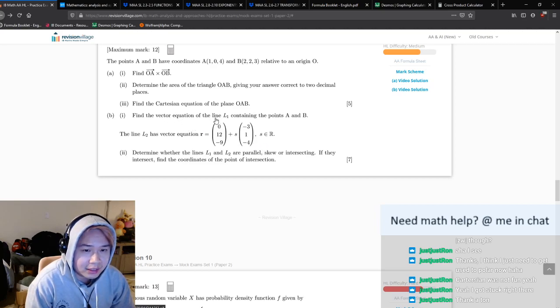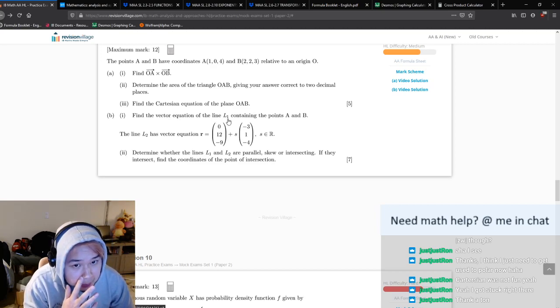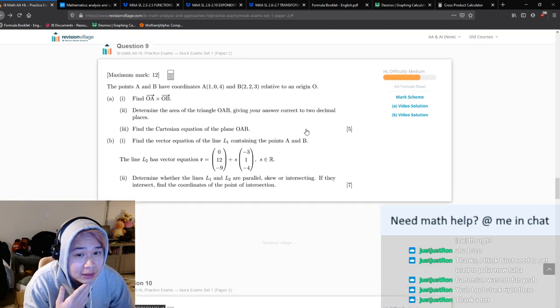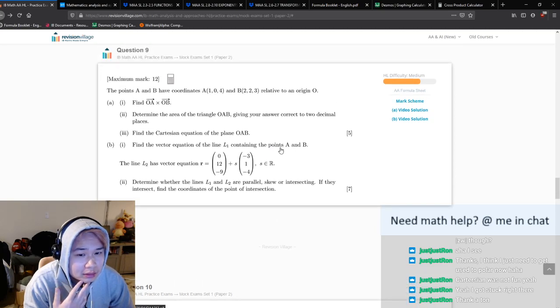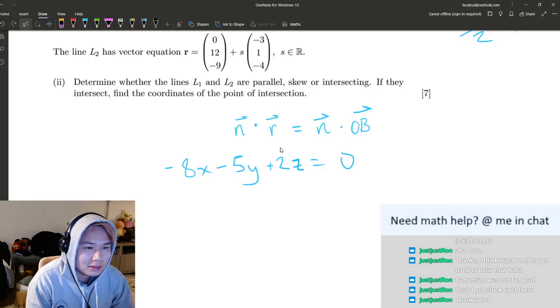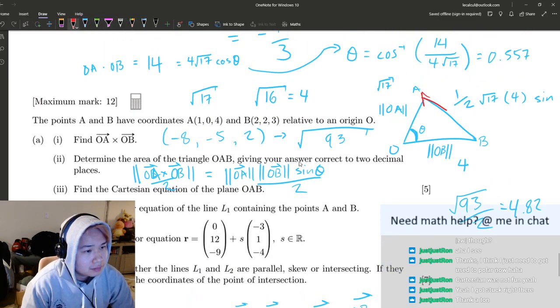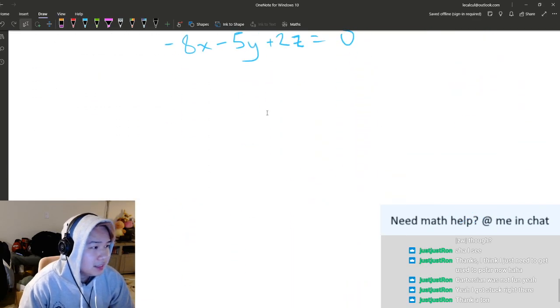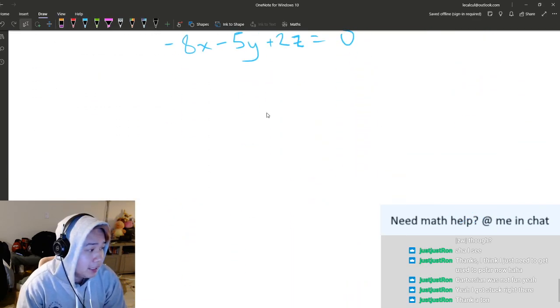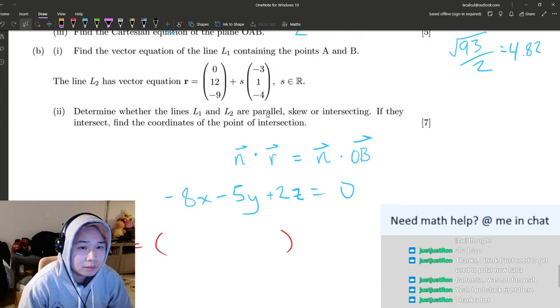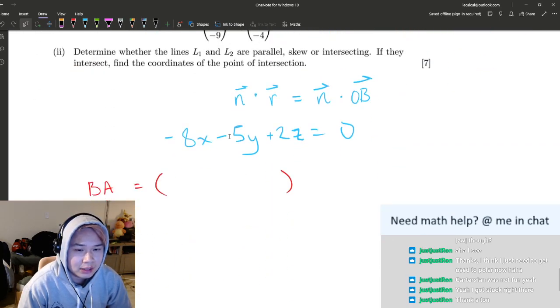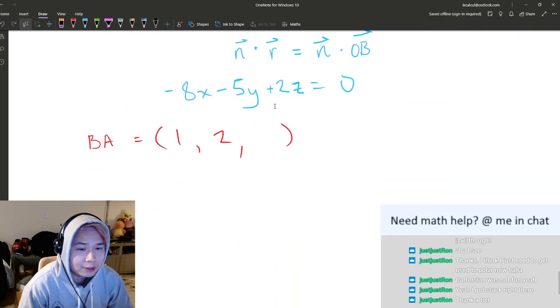Okay, and then let's see. Find the vector equation of line 1 containing the points A and B. Oh. Really? That's it? Okay, so now we need to find this vector. And that's easy enough to do, right? We need to find the direction vector BA. So 2 minus 1 is 1, 2 minus 0 is 2, and then 3 minus 4 is negative 1.